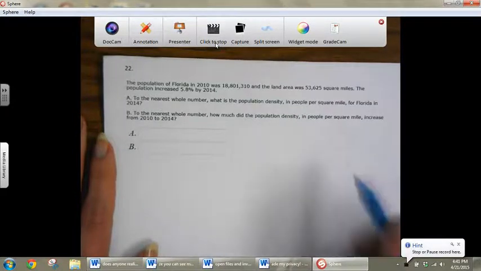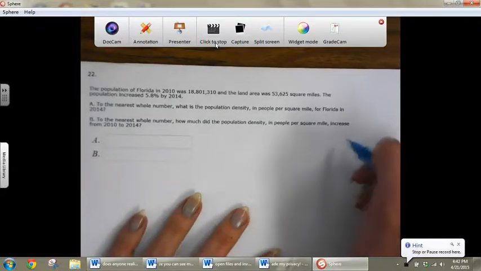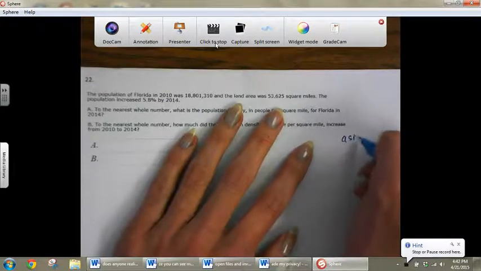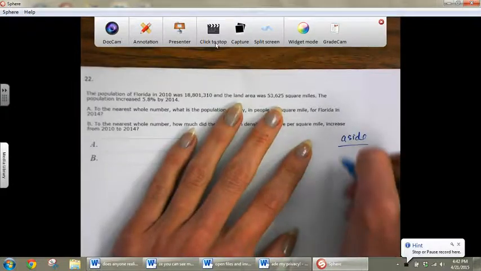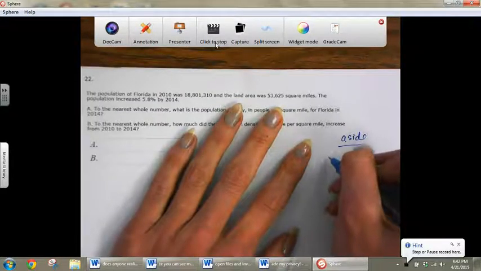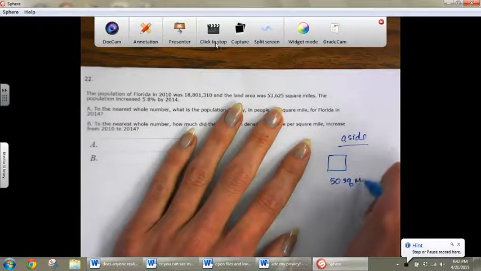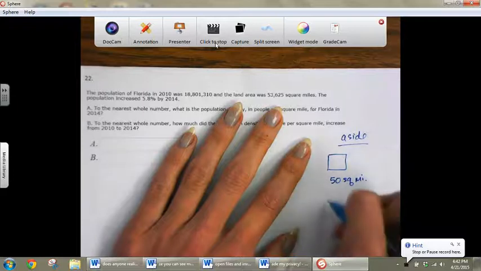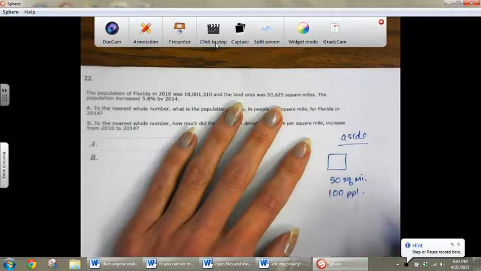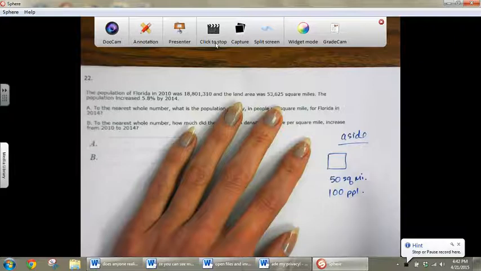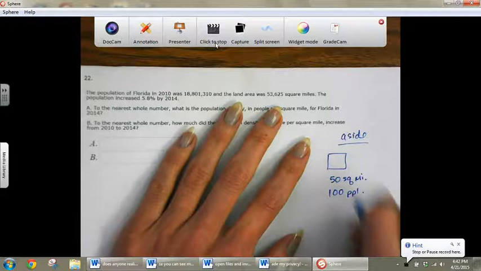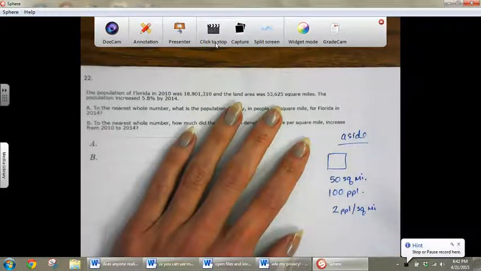So let's say I had land, so this is just an aside. Let's say I had land that was 50 square miles, and I had 100 people. Basically, what would end up happening is I could fit 2 people on each square mile. What I did to figure that out, for me, I just knew that by looking at the problem.